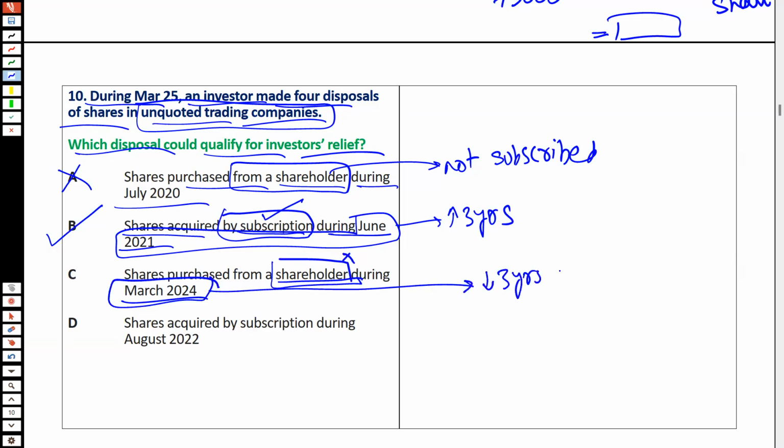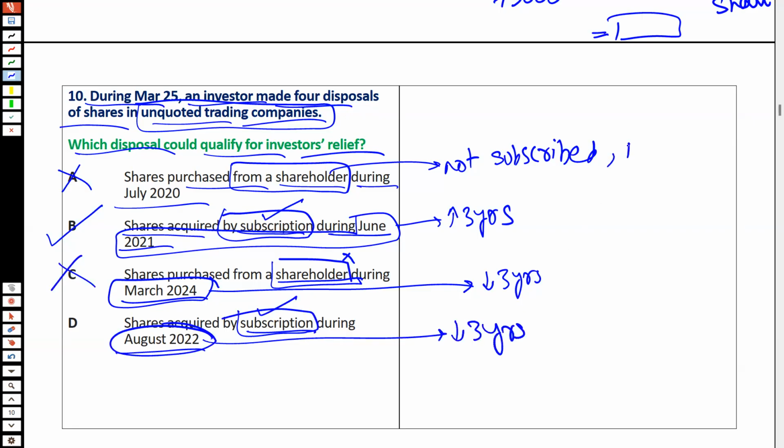Any one condition is fine, but two conditions are needed. Shares acquired by subscription during August 22. So subscription is fine, but August 22 means, so I hope this should be pretty much clear.